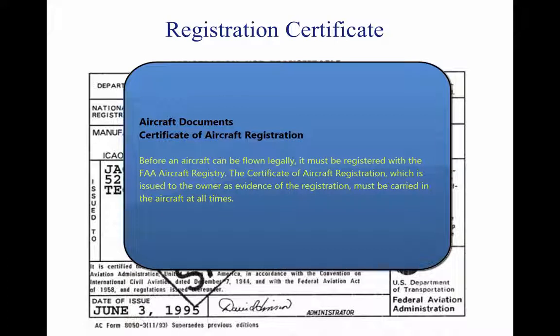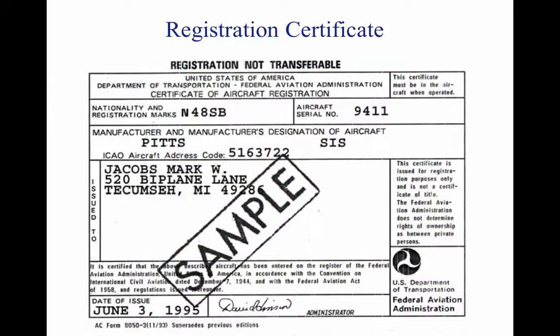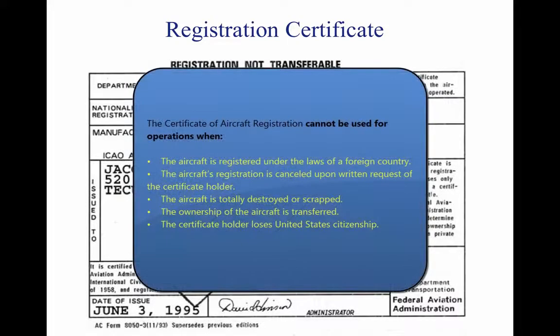Before an aircraft can be flown legally, it must be registered with the FAA Aircraft Registry. The Certificate of Aircraft Registration, which is issued to the owner as evidence of the registration, must be carried in the aircraft at all times. The Certificate of Aircraft Registration cannot be used for operations when the aircraft is registered under the laws of a foreign country. The aircraft's registration is canceled upon written request of the certificate holder.